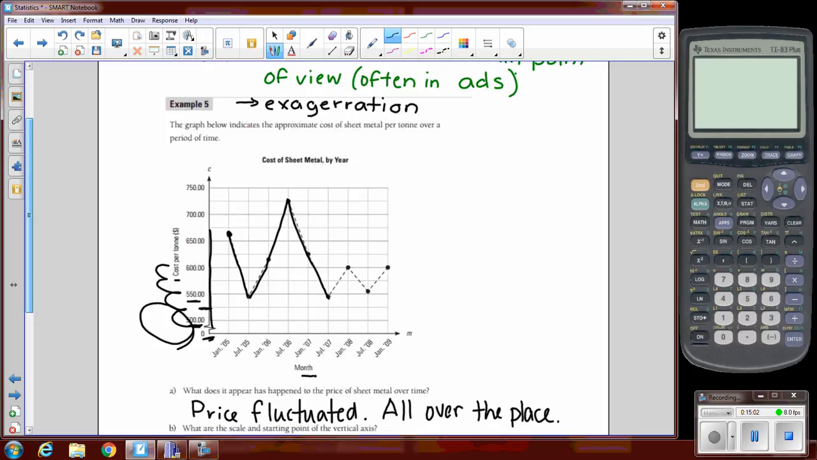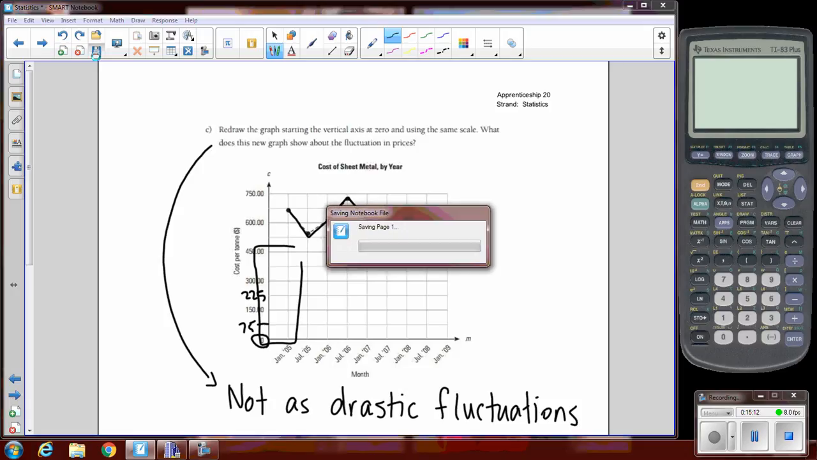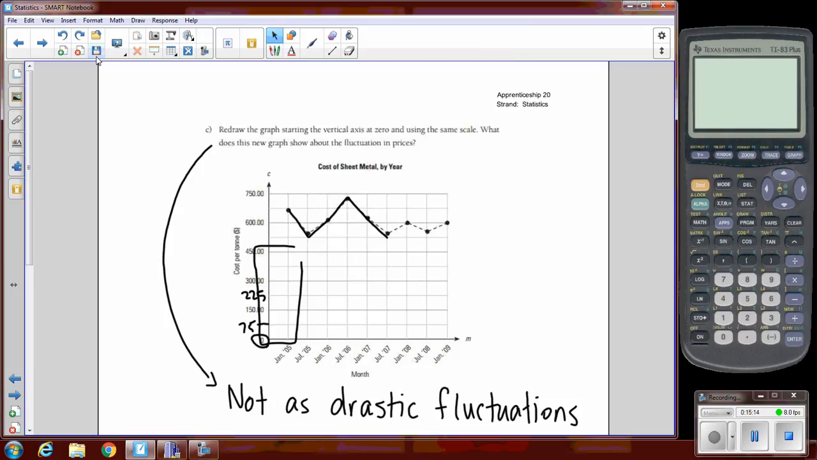So this first one makes it look like the price is bouncing all over the place. This one, same information, same graph, it's just that now the fluctuations don't look as big. So you can see that companies, especially in advertising, can use misleading graphs to sell their product or to make their competitor look worse.